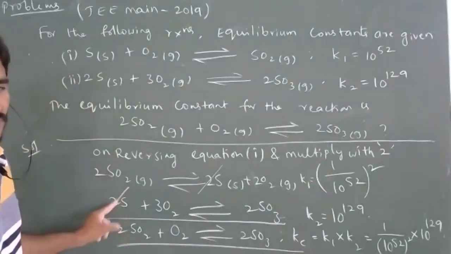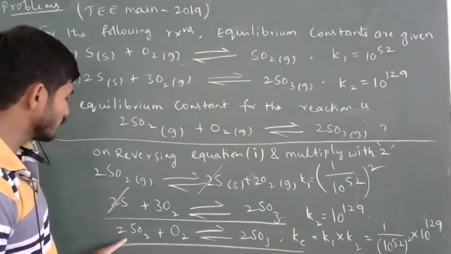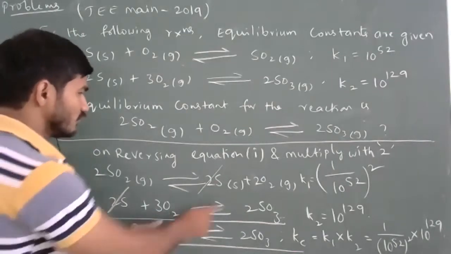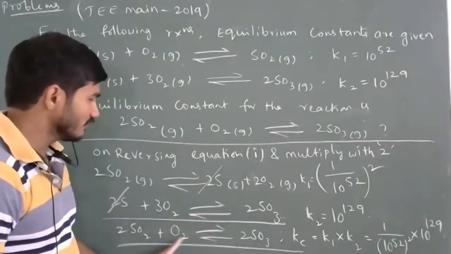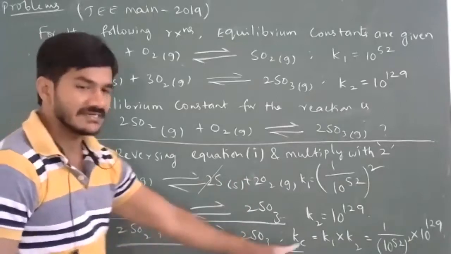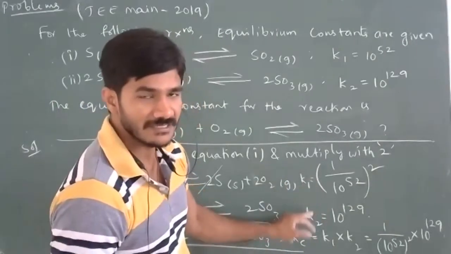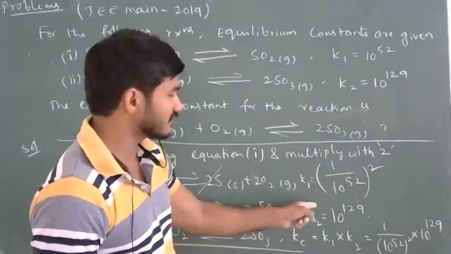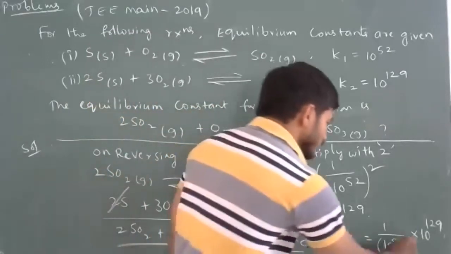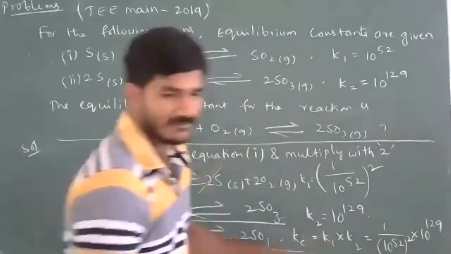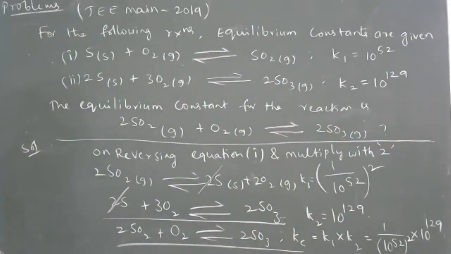Now I'm adding the two equations. If I add, the 2S cancels. I get 2SO2, 3O2 and 2O2; here I have to subtract 3O2 minus 2O2, so I get 1 O2 and 2SO3. The resulting equilibrium constant is the product of the two equilibrium constants: 10 power 52 whole square into 10 power 129. If you solve, you will get 10 power 25. Is it clear?